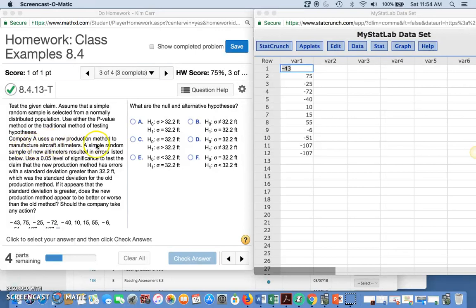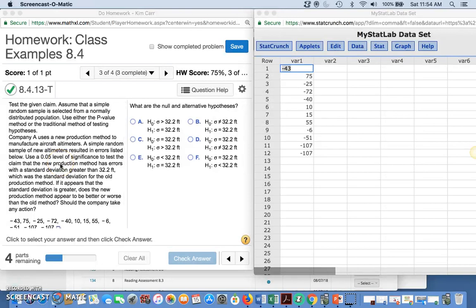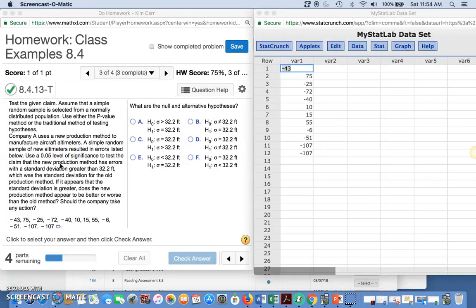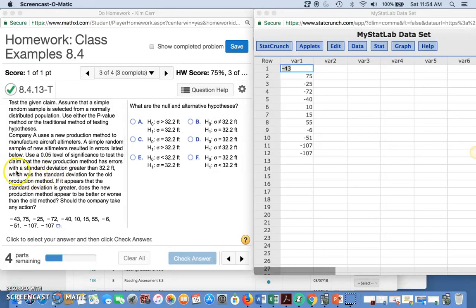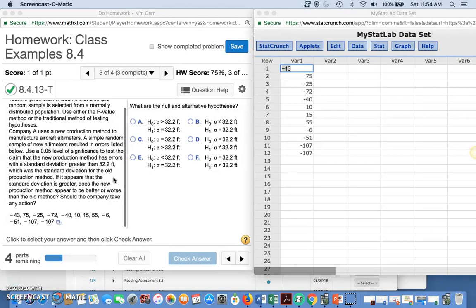It says company A uses a new production method to manufacture aircraft altimeters. A simple random sample of new altimeters results in errors listed below. Use a .05 level of significance to test the claim that the new production method has errors with a standard deviation greater than 32.2 feet, which was the standard deviation for the old production method. If it does it appear, and so forth from there.